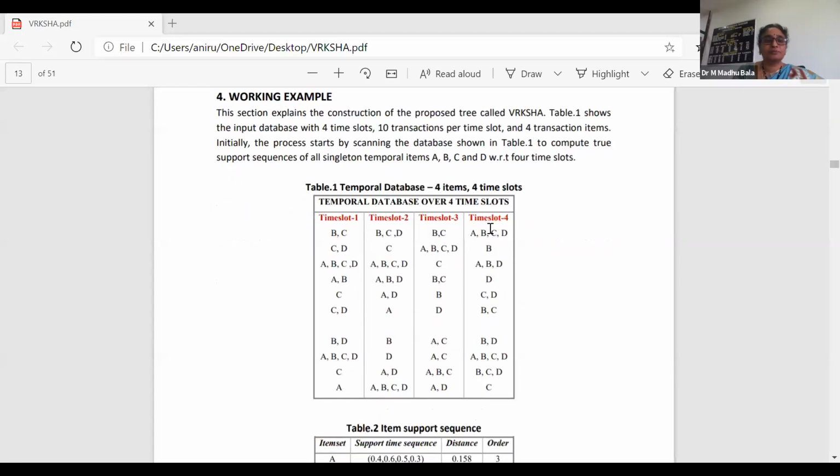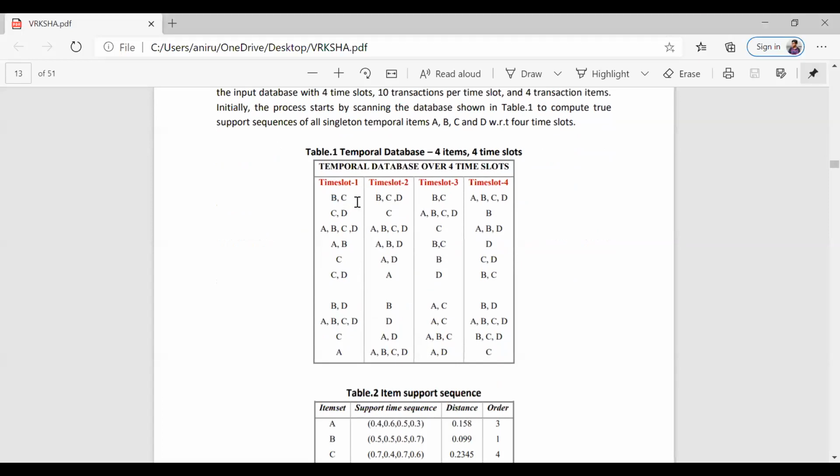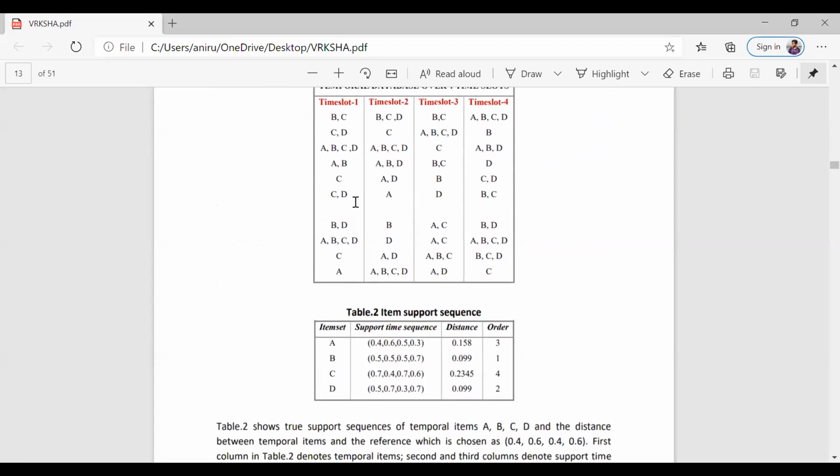So this is an example here. Let us assume that these are items in a particular grocery store. These are time slots, say this is Monday, Tuesday, Wednesday, Thursday. These are transactions, there are 10. These are the items that a customer bought on Monday. So we can assume it that way.